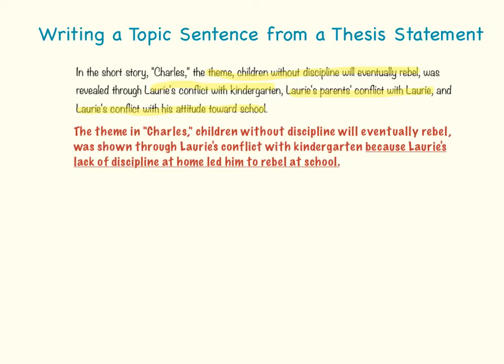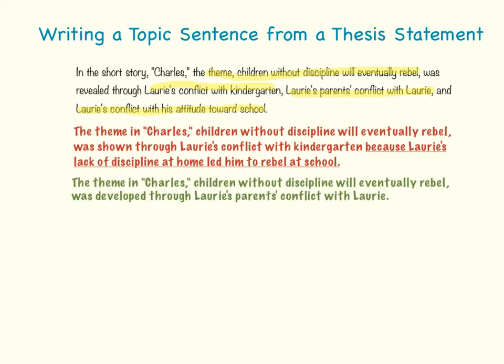I've now added some explanation or elaboration at the end of this sentence. The theme in Charles, children without discipline will eventually rebel, was shown through Laurie's conflict with kindergarten because Laurie's lack of discipline at home led him to rebel at school. Your reader now has a very clear picture of what this paragraph is going to be about. And you also have a very clear direction in which you're going to go. You know exactly what details to pull from the text, how to prove this statement that you're making. Alright, let's do the next one.